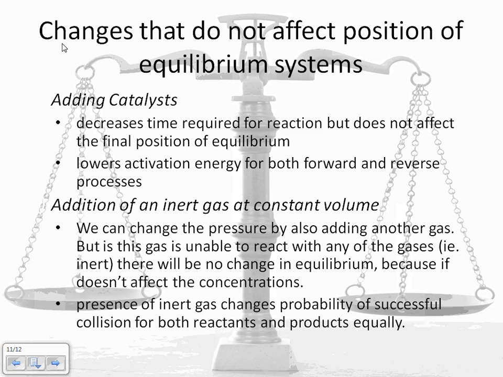Also, the addition of an inert gas at a constant volume, and you will see some questions where this happens, will change the pressure in a gaseous equilibrium, but because the gas can't react with any of the other gases, there will be no change in equilibrium. So the presence of the inert gas changes the probability of successful collisions for both reactants and products equally. There's no change there.